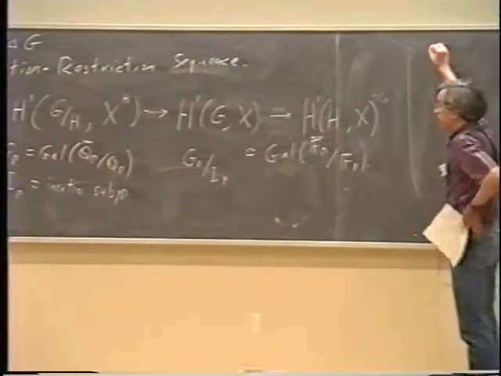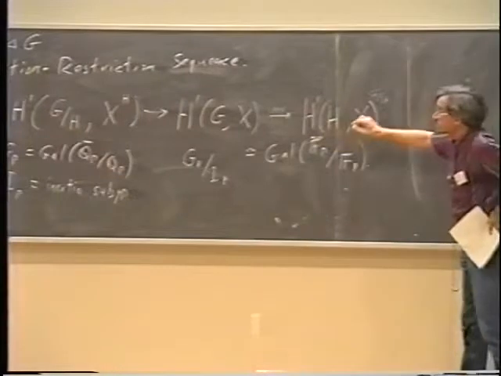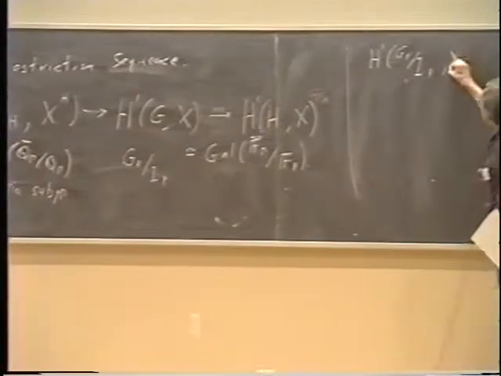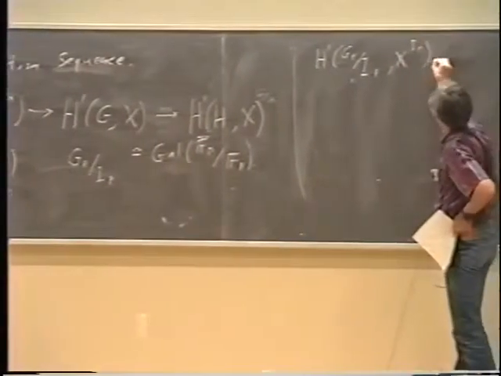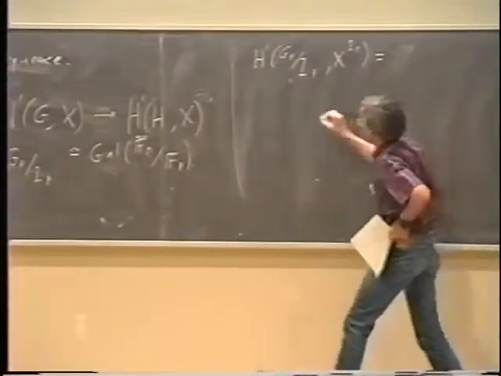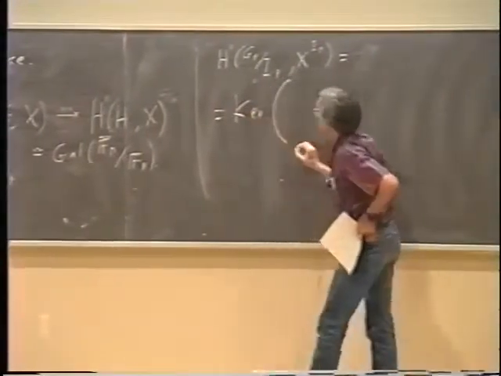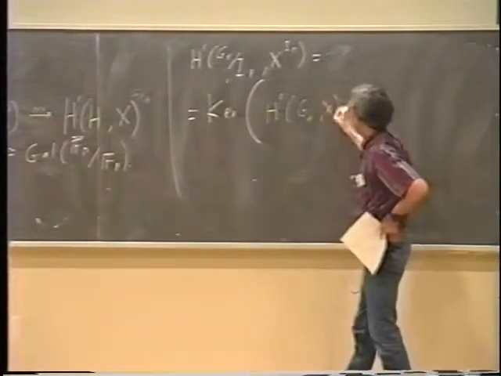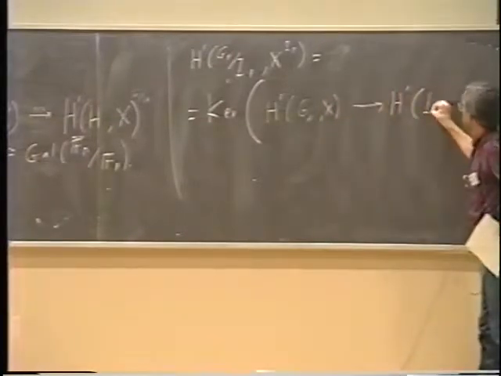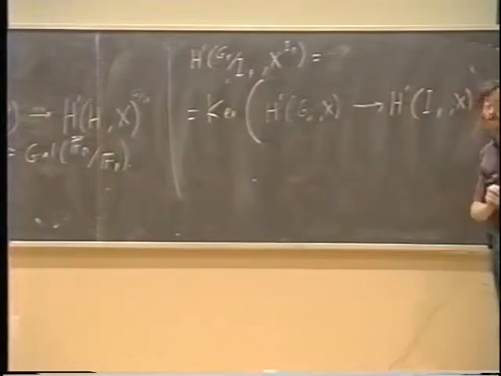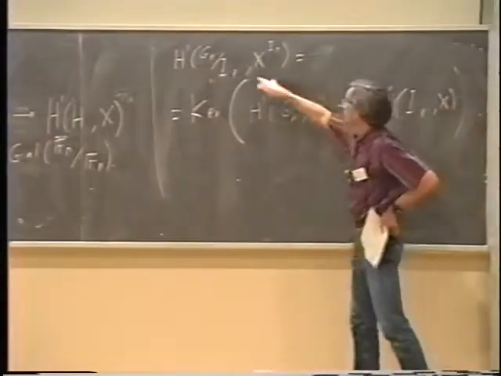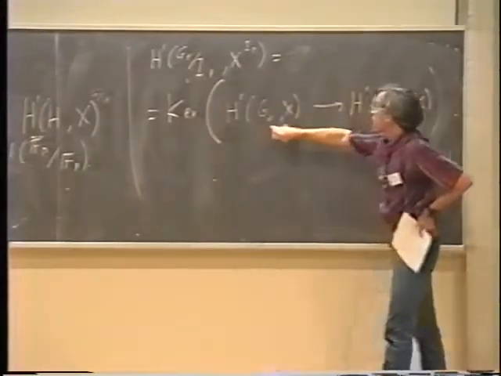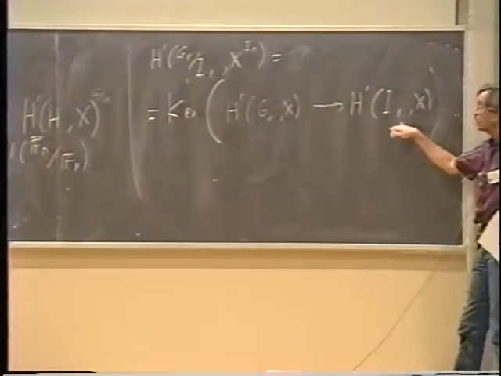Okay. And from the inflation-restriction sequence, we get that H1 of G_p mod I_p, coefficients in X fixed by the inertia group, is the kernel of the map from H1 of G_p, X into H1 of I_p, X. So first of all, it's the kernel, and also this can be regarded as a subgroup of this. So these are the cohomology classes that become trivial when you restrict to the inertia group.